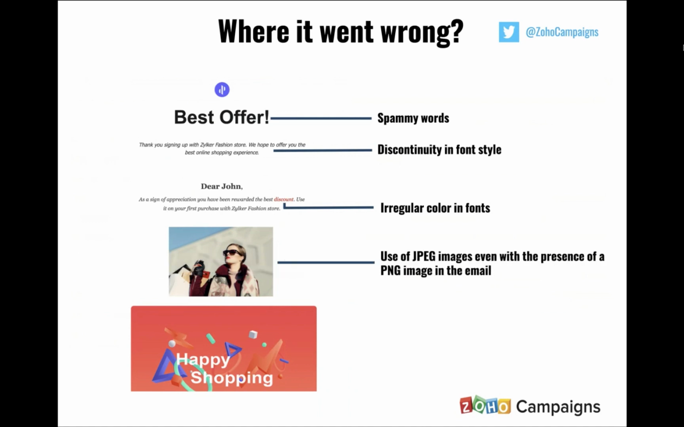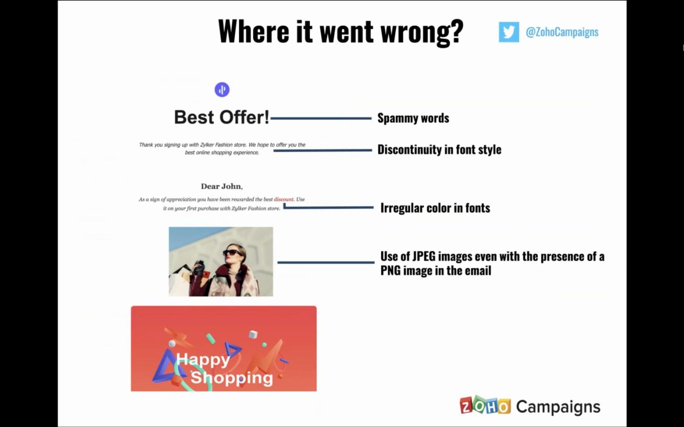A JPEG image is used even when a PNG image already exists below that. JPEG images are bigger in size, so while the email is being opened, it will take longer for the recipient to open and read it. Plus, if the email content is too extravagant, with too many images and discontinuity in fonts and colors, it will only attract scrutiny from the ISPs, and chances are that the email might not be allowed to enter the inbox. It might be put in some other folder or marked as spam altogether.